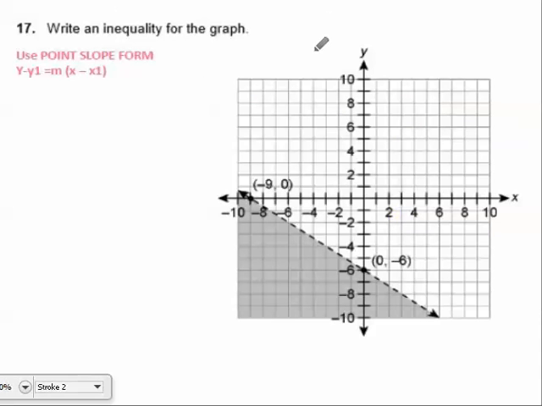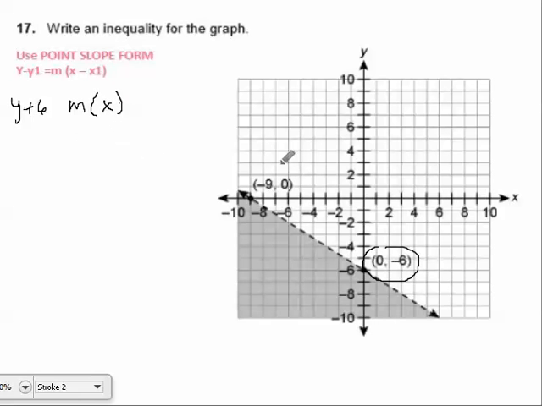Let's go forward to the next one. This one wants me to write the inequality for this graph. Well, I see a dotted line here, so I want to make certain that I'm using a strict inequality. Okay? So let's see here. Using this point right here, 0, 6, I would say that y minus a negative 6, or plus 6, is that less than or greater than m, and then it would be x minus 0.